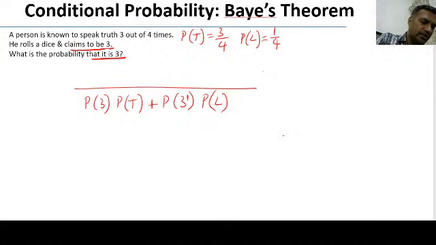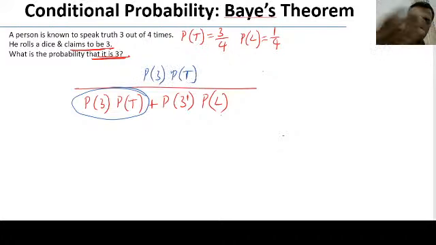Now what is the numerator here? What is the probability that it is 3? It is 3 means what? This is the favorable case. Probability of 3 and you told the truth. That is when it is going to be 3 there.